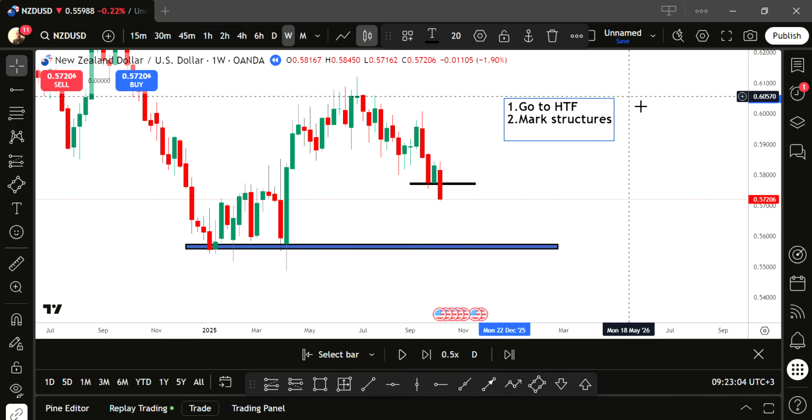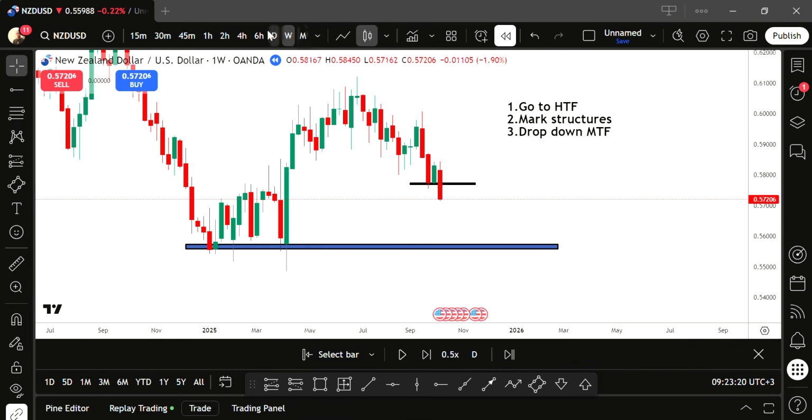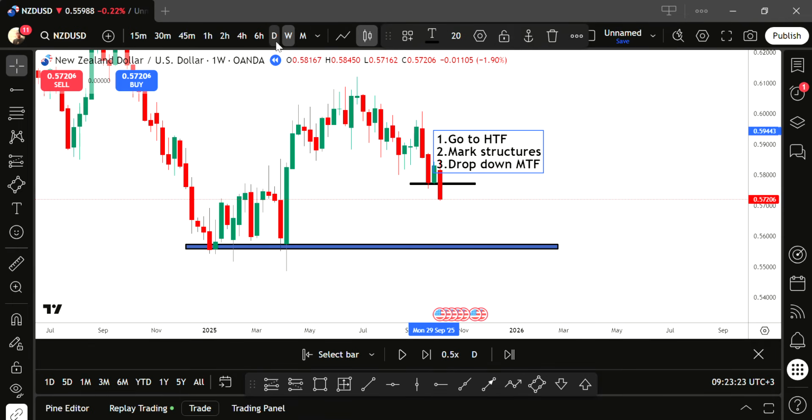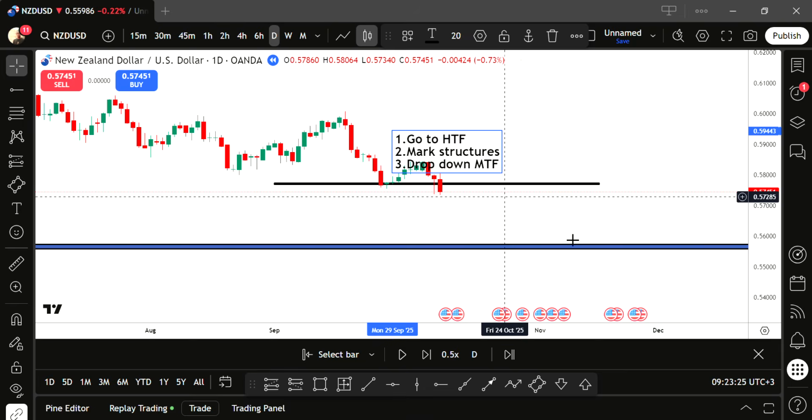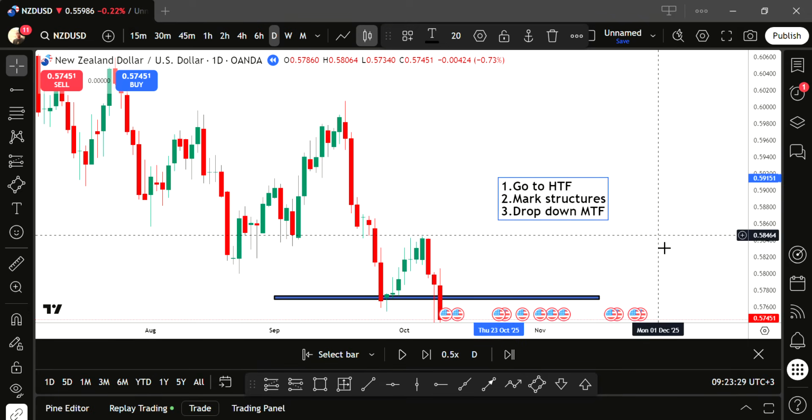Rule number 3. After I have marked our zones, identified the trend of the market on the high time frame, and marked out our structures, you want to drop down to your medium time frame. In this case, my medium time frame is always the daily time frame. Why? Because I use the weekly as my high time frame.